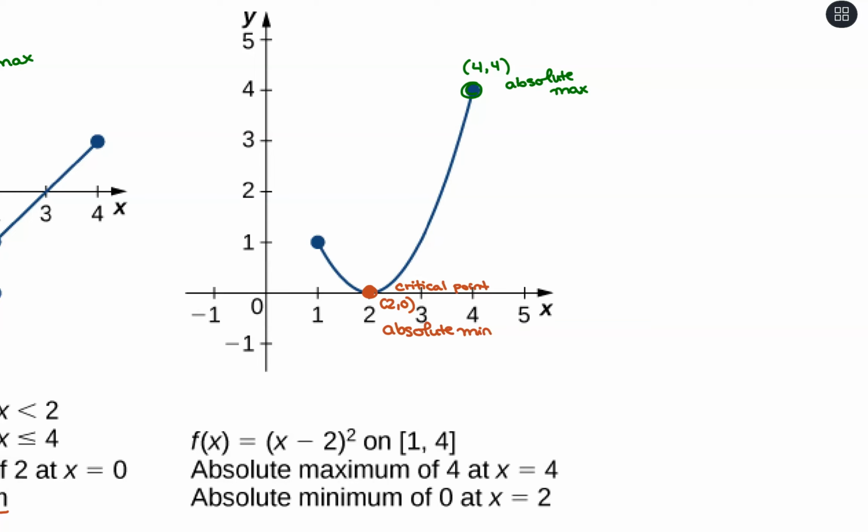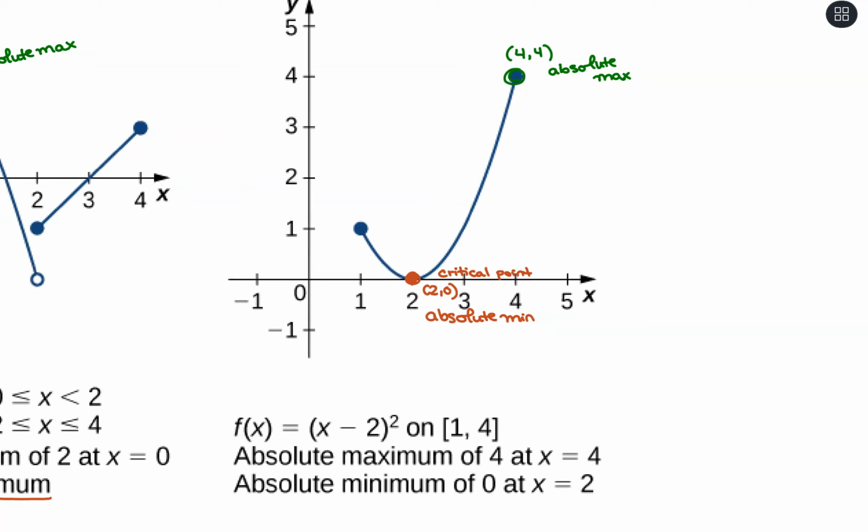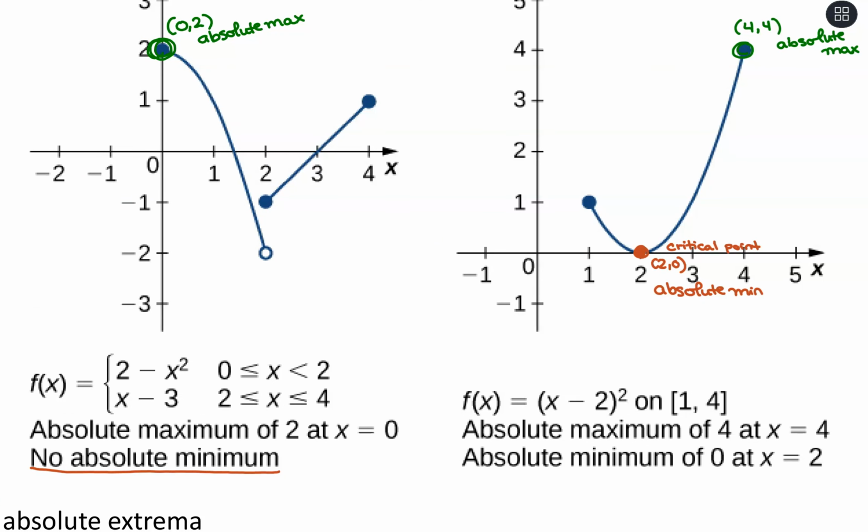So when we look at these, we want to look at the endpoints of our functions. We also want to look at the critical points, and then we also want to be careful of any discontinuities occurring. If this was a solid circle, say that was defined, then it would be an absolute minimum at (2, -2), but with that open circle, it is not. So if it was a jump discontinuity where the top one was undefined, but this one was defined, we'd be okay.